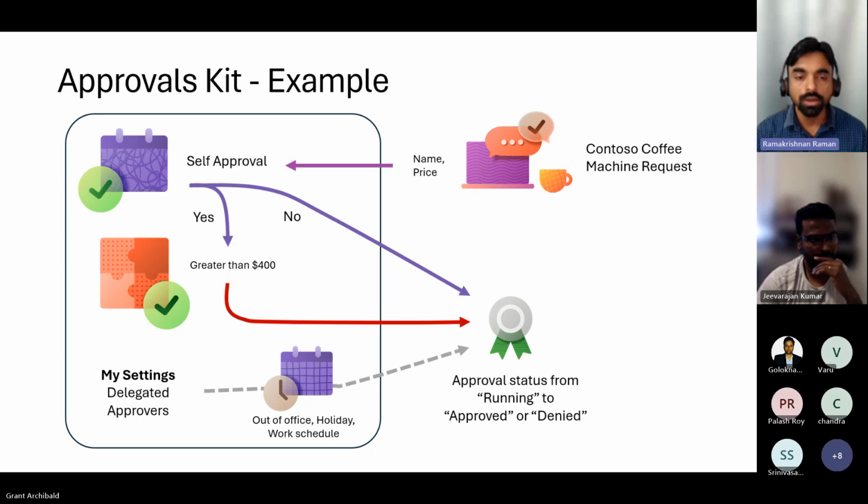that can be drilled down to while using the approvals kit. So talking about this particular example, if a person goes into the Contoso coffee machine request app, he requests a particular machine based on the pricing. And if the pricing is greater than $400, it will go for a particular set of approvals. So once the self-approval is done, it will go to a particular member who is assigned as an approver, who has the authority to approve that machine. And then based on that approval, the next set of activities would go in.